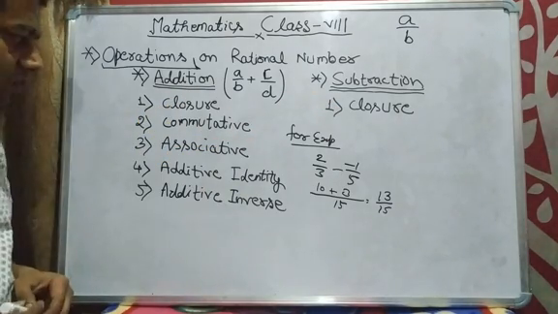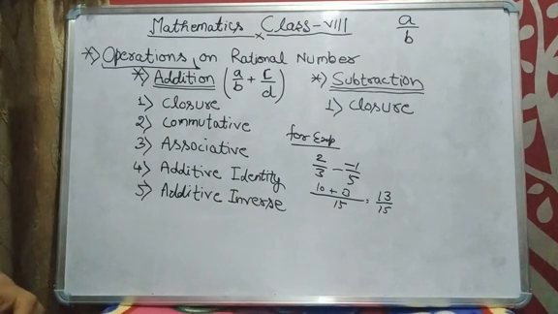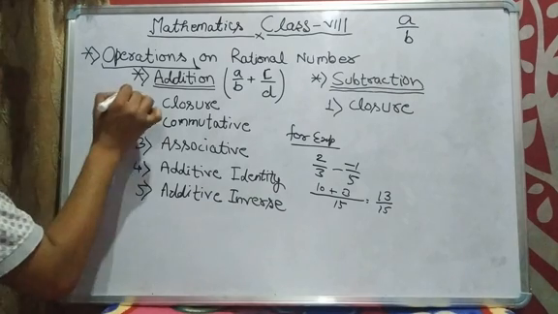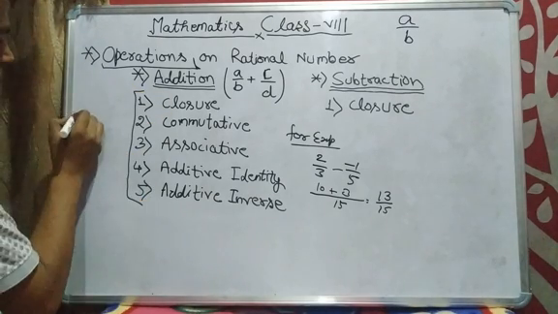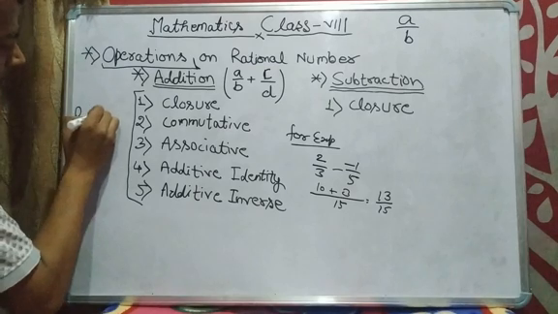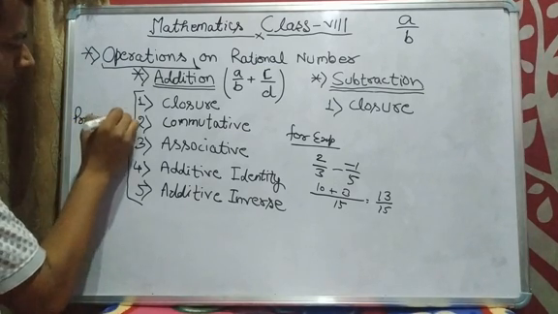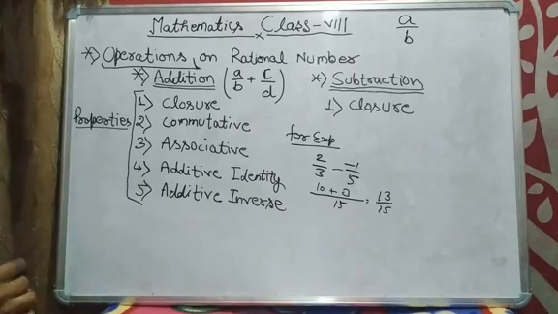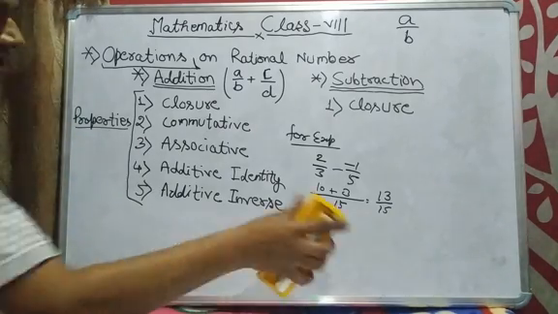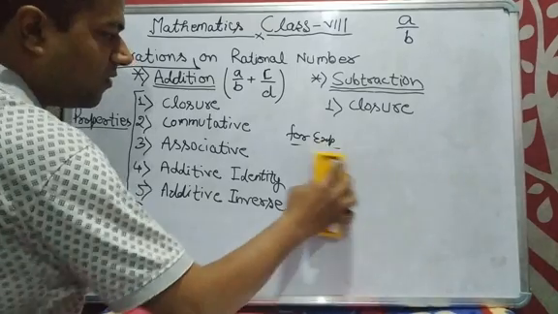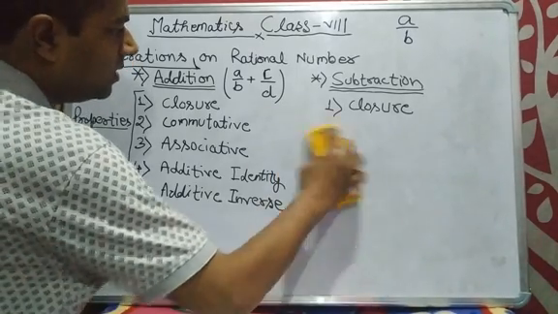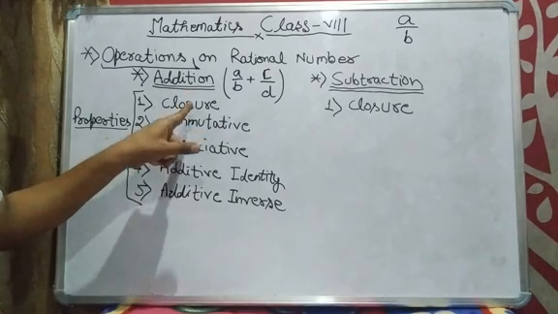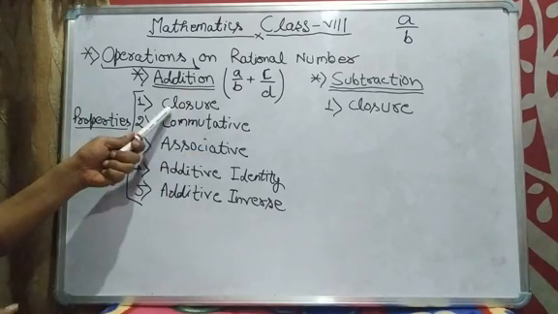But here, students, you can see a few extra things I have written. These are the properties. For understanding these properties, one by one we are going to explain them. For addition, the first one is the closure property.